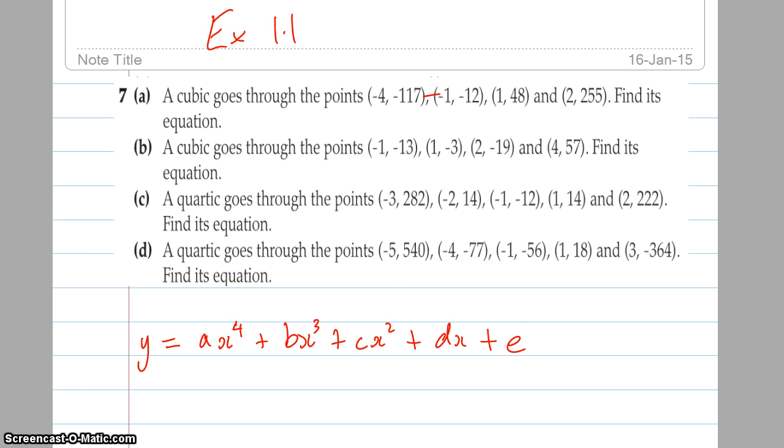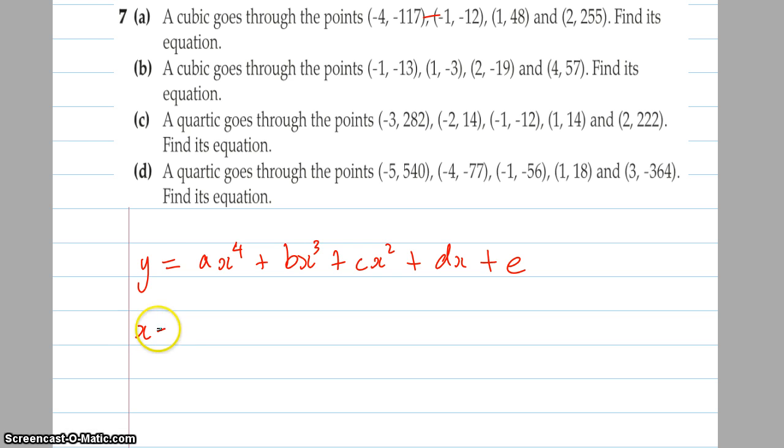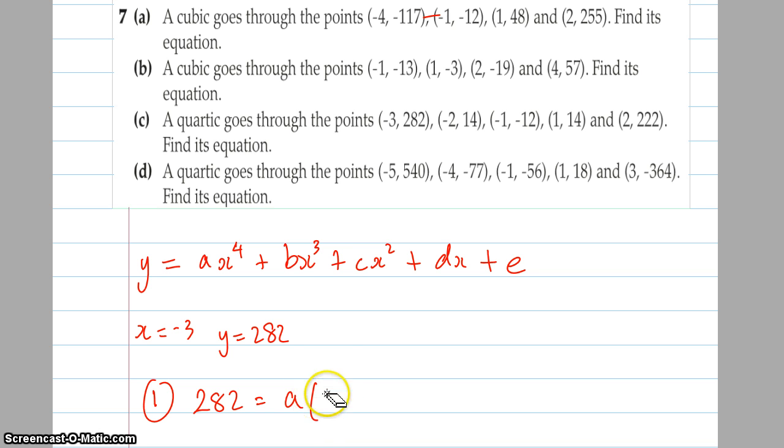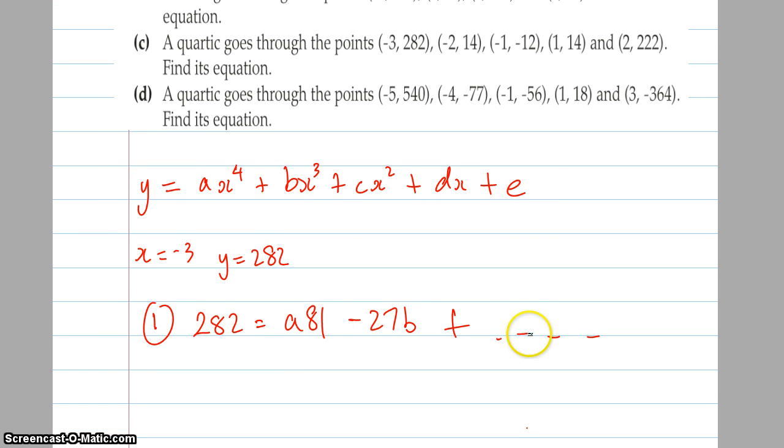Now, essentially what we're saying is that when x equals negative 3, then y equals 282. So what you could do is put this into that equation. So equation 1 would be 282 equals a times negative 3 to the power of 4, which ends up being, I think, 81, plus negative 3 to the power of 3, which is negative 27, so negative 27b, and so on. You get a bunch of other stuff as well, so you'll have a, b, c, d, and e in the equation.